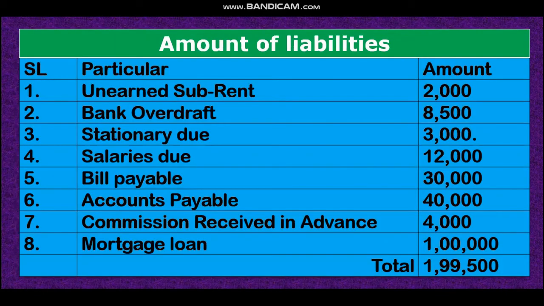Yes, look at unearned sub rent. This is a liability. Bank overdraft. You have to pay later on to the bank. This is a liability. Stationery due. You purchased stationery on credit. Later on you will pay. Salaries due. You have to pay the salary to your worker. This is your liability. Bills payable. You have to pay. It is your liability. Accounts payable. This is also a liability. Commission received in advance. This is also a liability. Mortgage loan, this is also our liability, because we have to pay it. Dear student, I hope all of you understand which one is a liability.